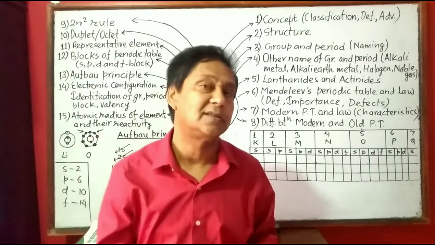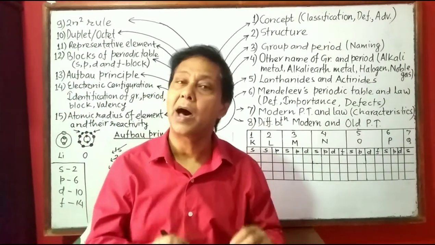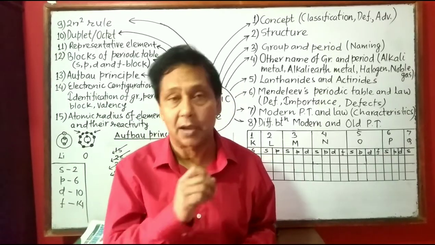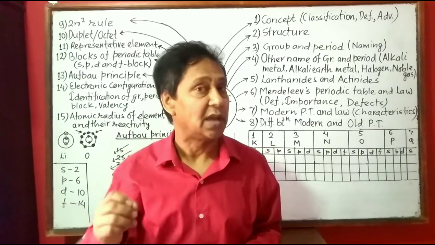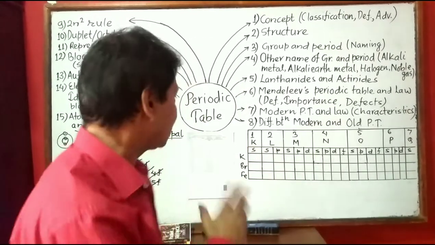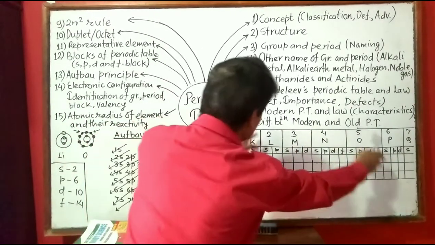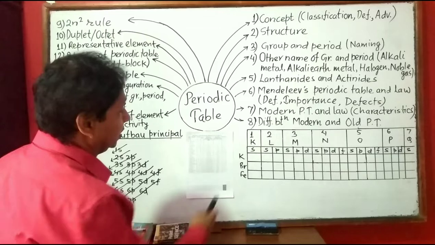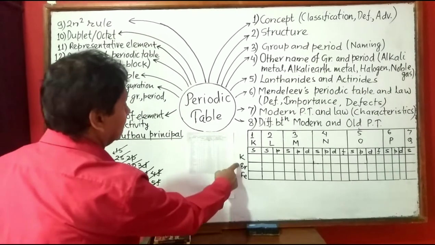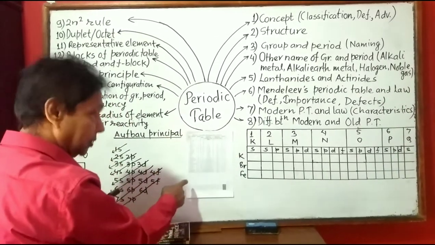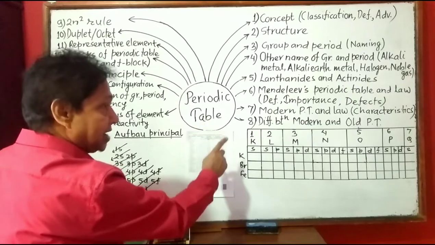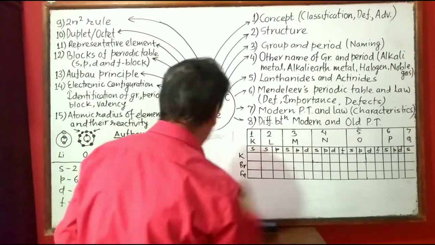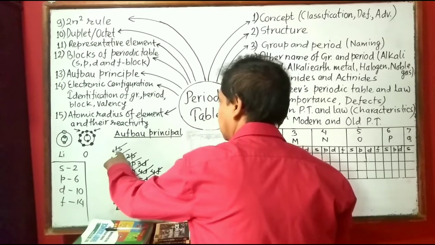After this much understanding, now we are able to write the electronic configuration according to the SPDF subcells. Now look at this. I made a table. Here we are going to write the electronic configuration of potassium. Potassium, as I told you, you have to remember from the table, its atomic number is 19. That's why we have to fill up 19 electrons in different subcells.